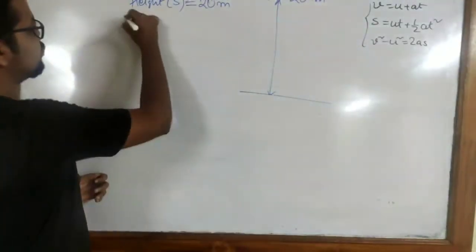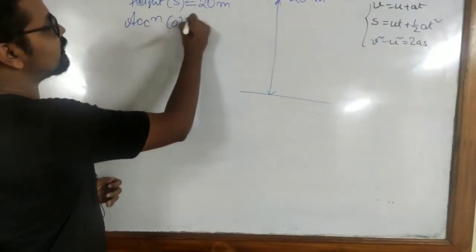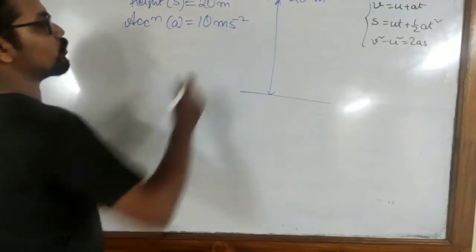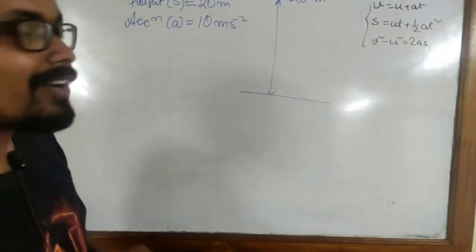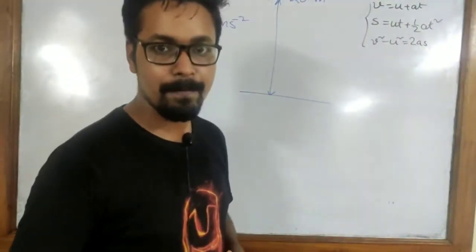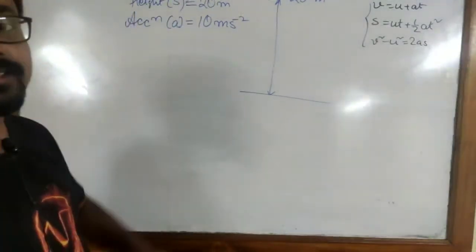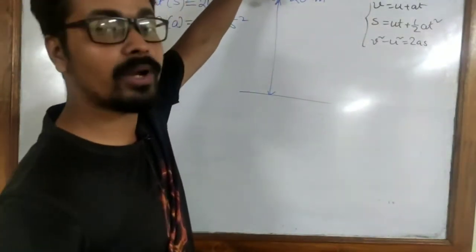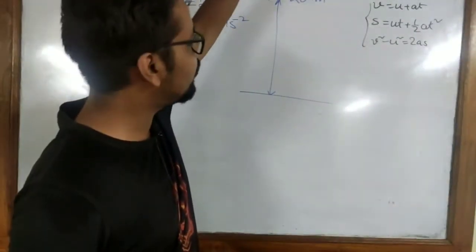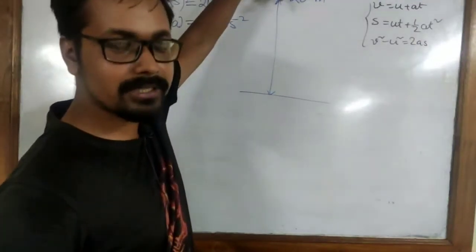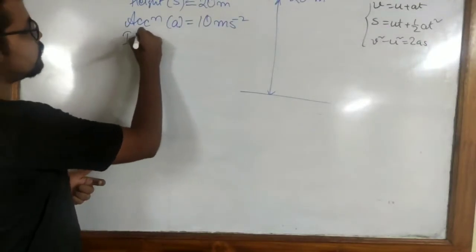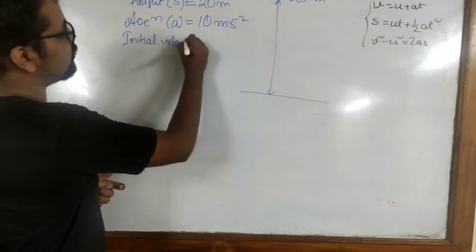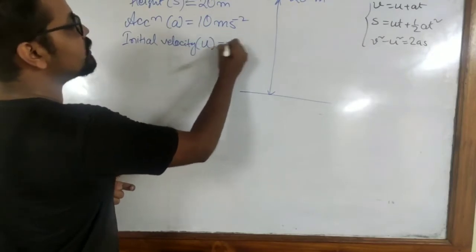And acceleration is given as 10 meter per second square. Fair enough. We need to find the final velocity. But before we move on to final velocity, what is the initial velocity here? The initial velocity in this case is 0, because we are holding the ball at the top. The ball was not falling from above. We are holding the ball here and we leave it from here. Since we are holding it, it was at rest, and rest means 0. So initial velocity u was 0.